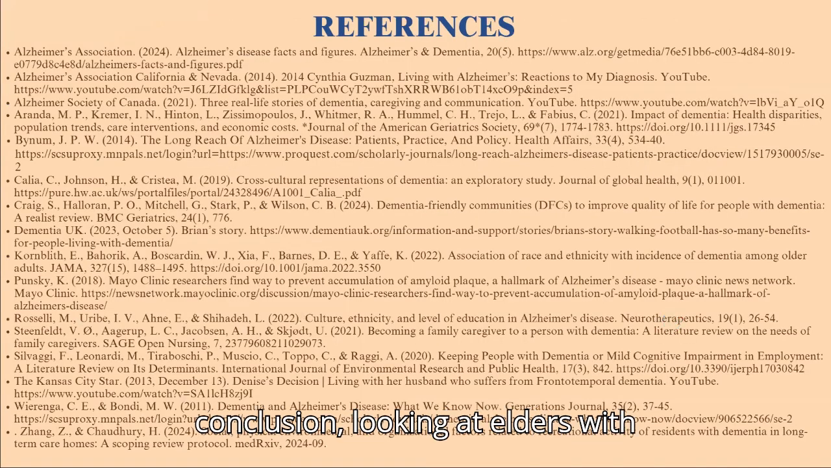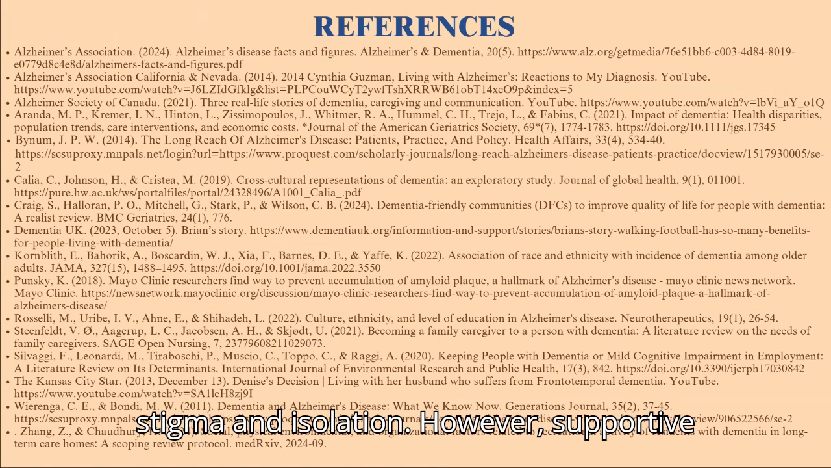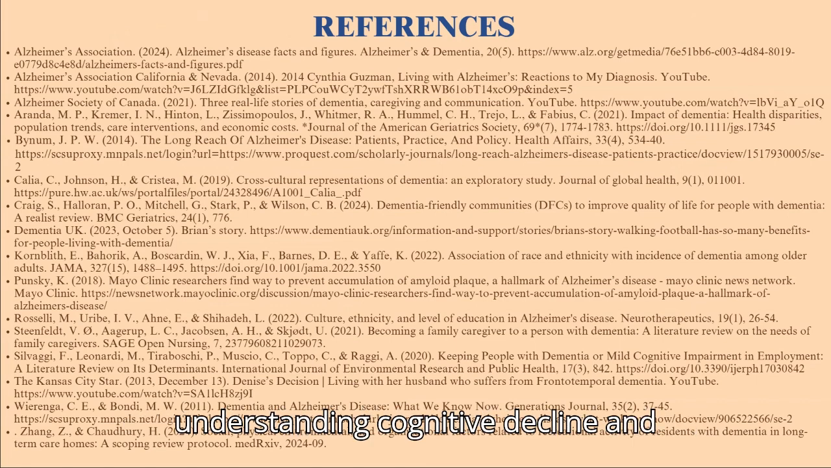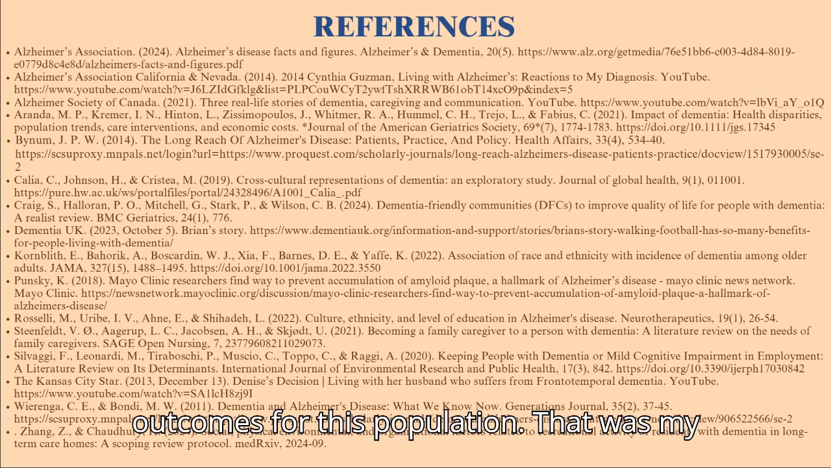In conclusion, looking at elders with cognitive disorder shows how their identities, roles, and relationships are affected. Alzheimer's and dementia disrupt their sense of self, causing stigma and isolation. However, supportive communities can help them feel valued and included. As the population ages, understanding cognitive decline and changing societal views is important. Promoting empathy and support can improve outcomes for this population.